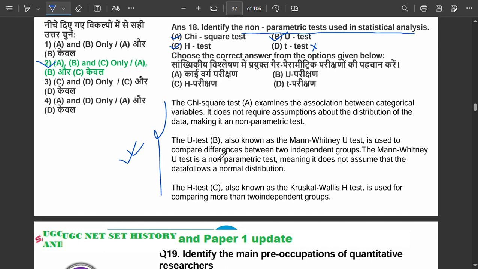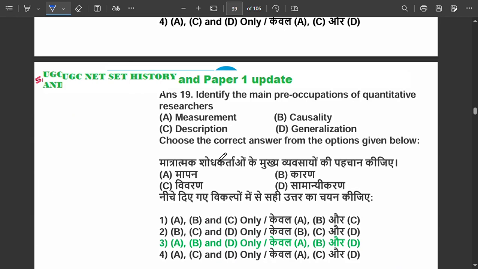Next, question number 19. Identify the main preoccupation of quantitative researchers. Option number 3, A, B, D was the correct answer. Measurement, causality, and generalization. Description was incorrect. So option number 3 was the correct answer. A, B, and D.